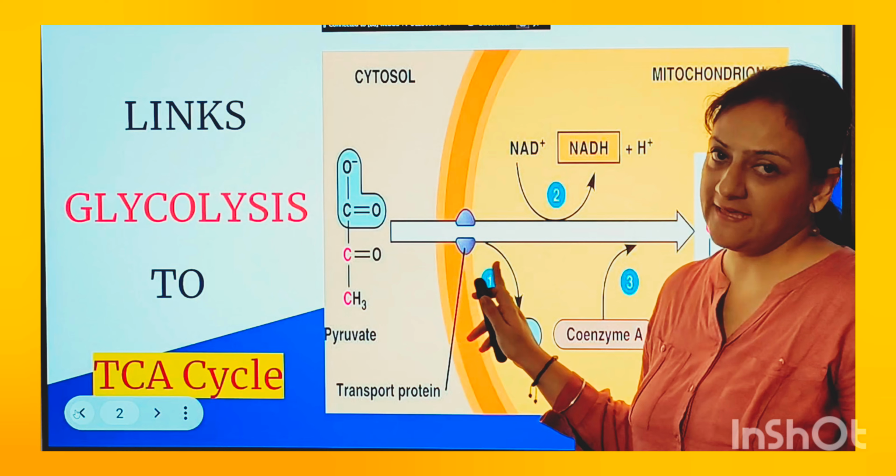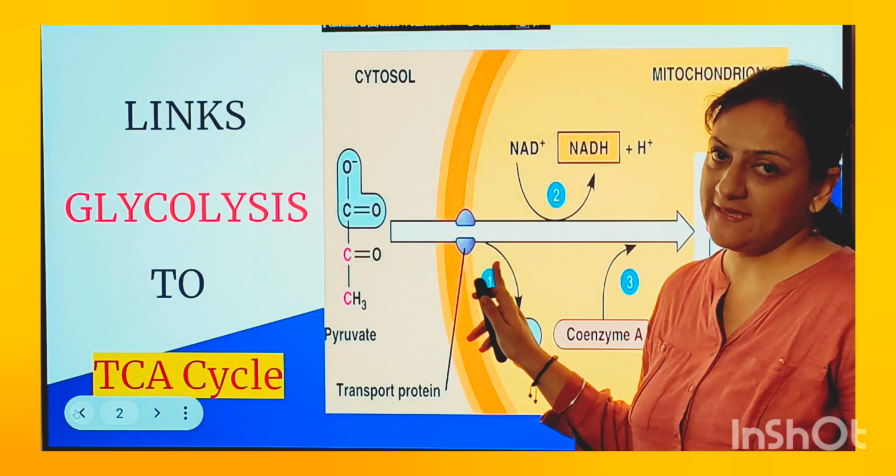So as I told you, it links glycolysis to the TCA cycle. Now we are going to see how. We know the end product of glycolysis is pyruvate, which is a 3-carbon compound, and it is present in the cytosol. And here we are going to see that PDHc converts this pyruvate into acetyl CoA, which is a 2-carbon compound.